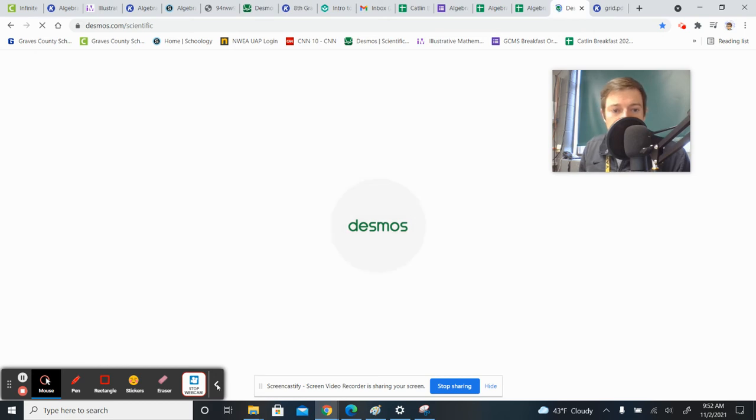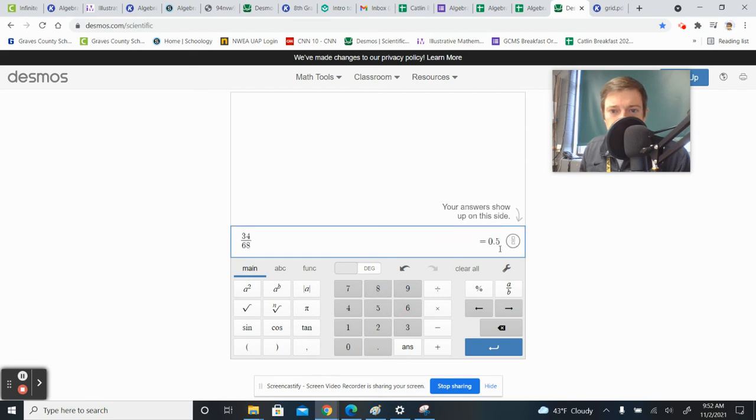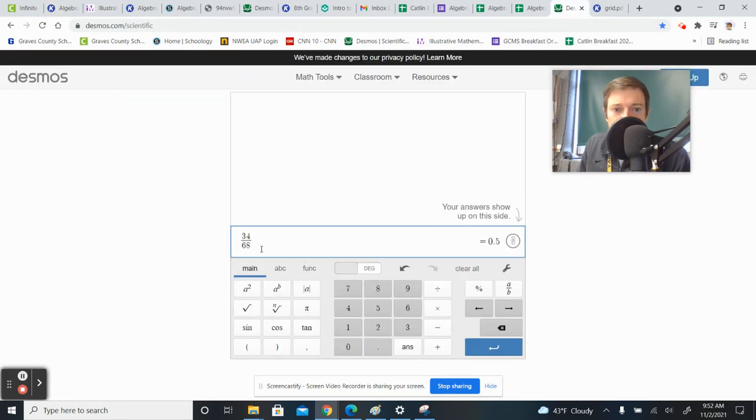So that's what I'm going to do if Desmos decides that it actually wants to work. Okay, so 34 divided by 68 is, that wasn't the numbers. Let me go back. Sorry about that. The numbers were 34 and 65. 68, they would have been really easy. They would have been 50%. I'm expecting it to be around 50. I just wanted to make sure I get the right number.